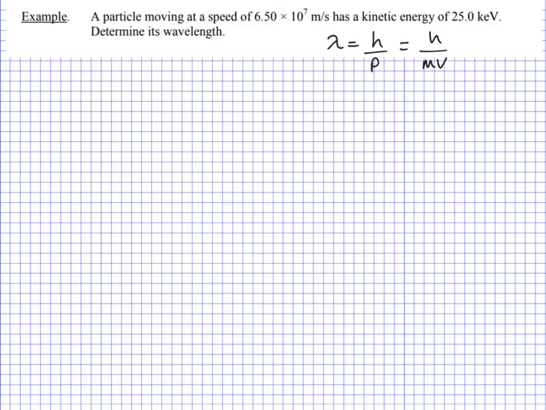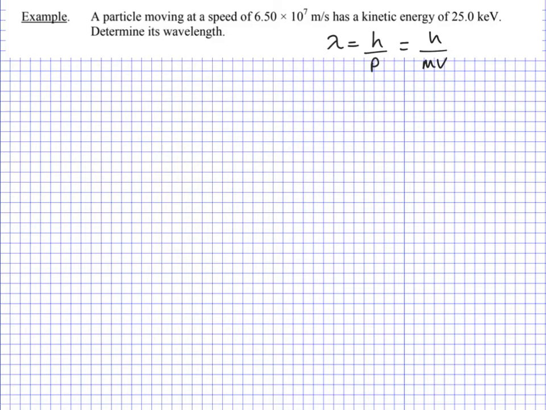Actually, it doesn't have to be an electron. It could be anything. Any particle has wavelength. And he said that if photons can behave like waves and particles, then so can particles behave like waves and particles. And so what we have here is a question where we're given the speed and the kinetic energy.